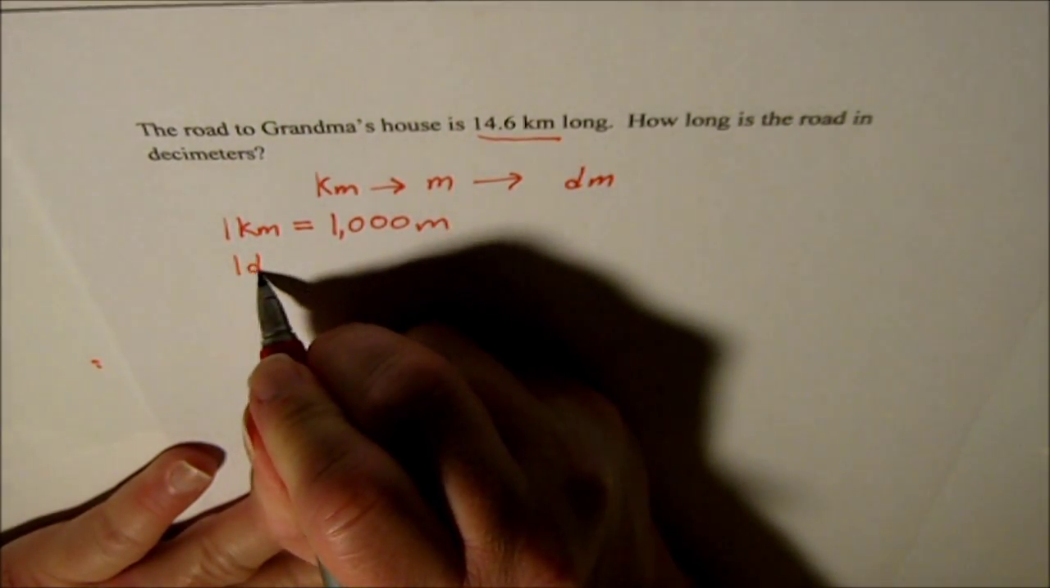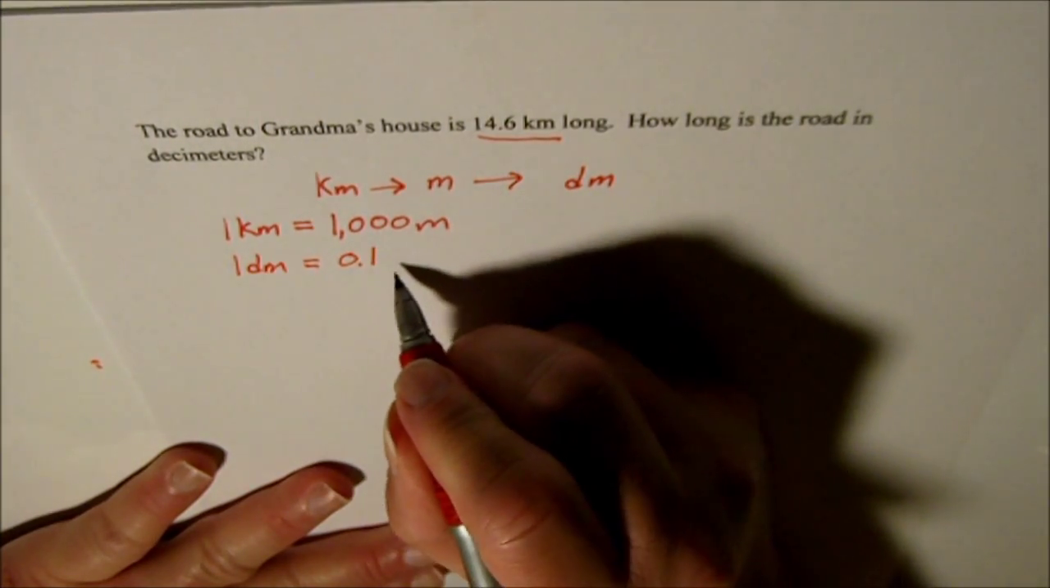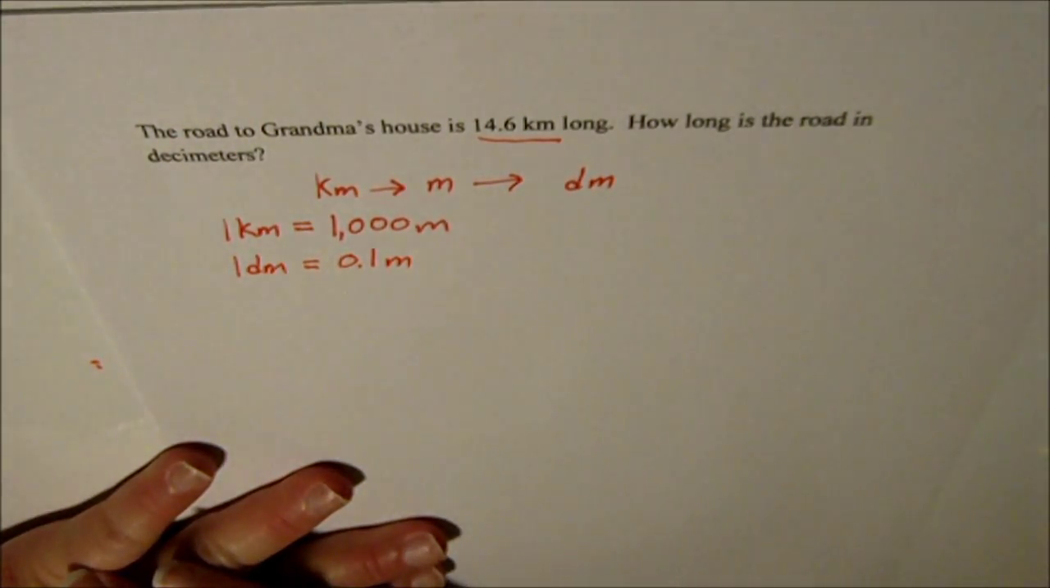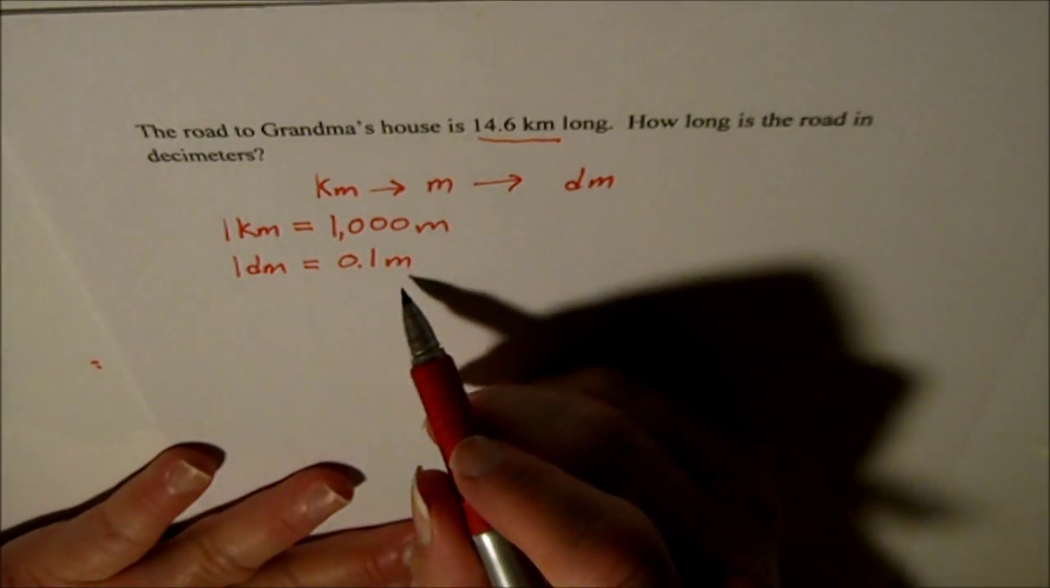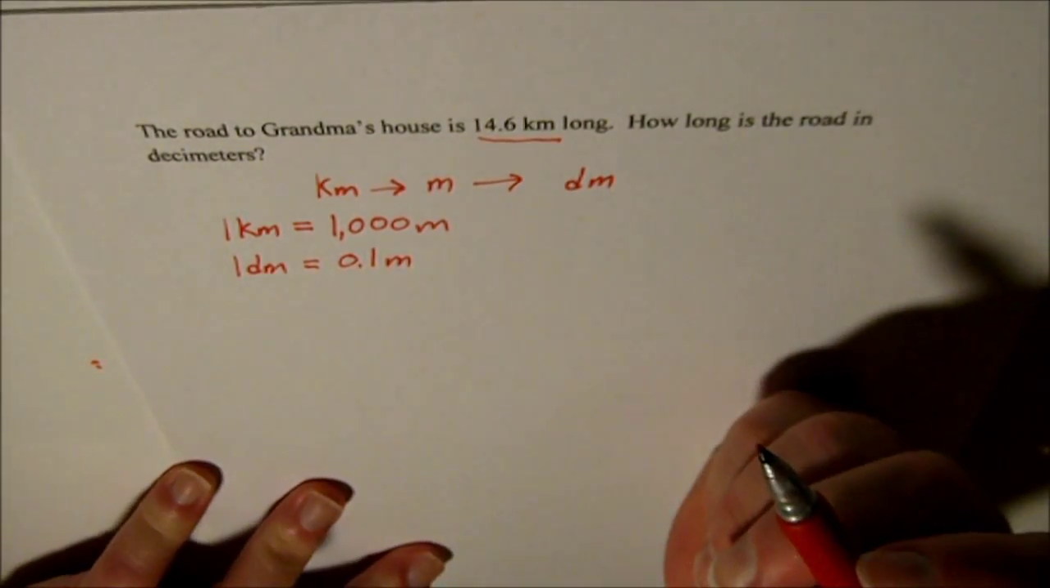The other conversion that we're doing is from meters to decimeters. So 1 decimeter is a tenth of a meter. A decimeter is one of the measurements that's smaller than a meter. Okay, so these are the two definitions that we're going to use as conversion factors.